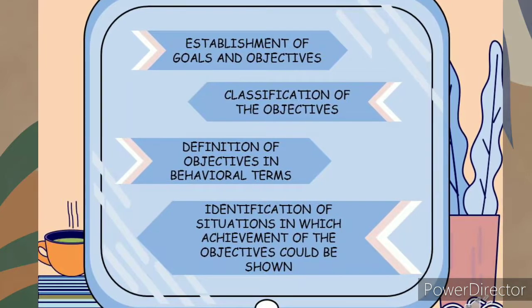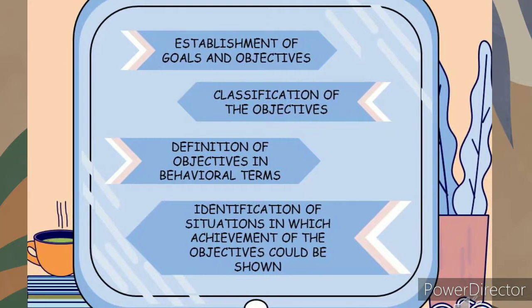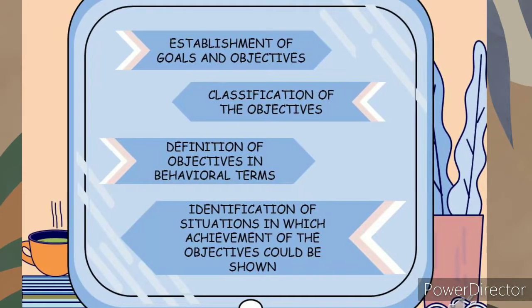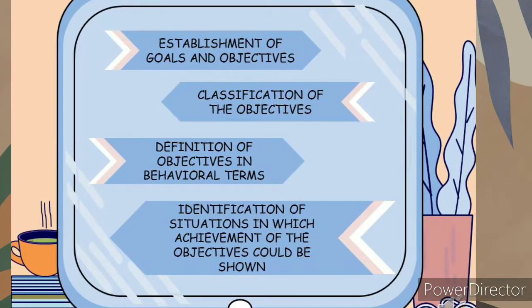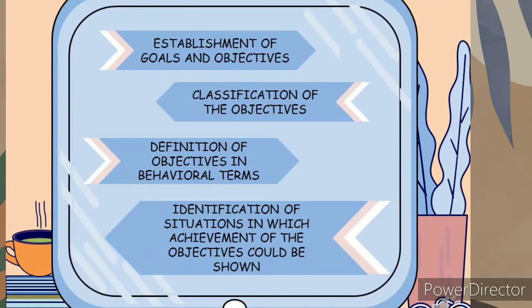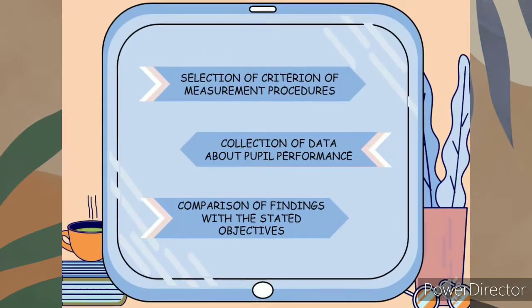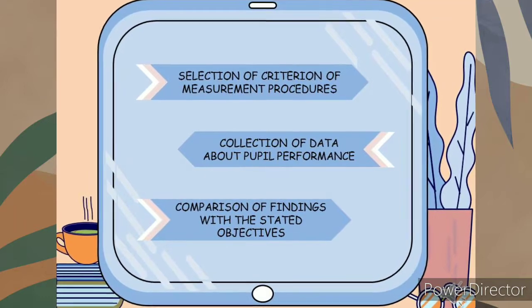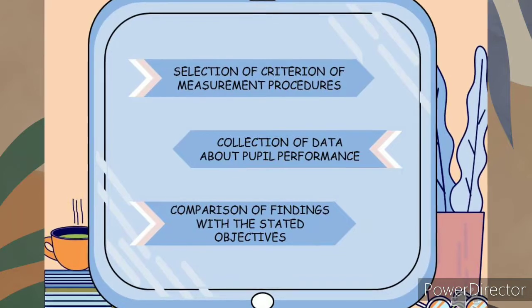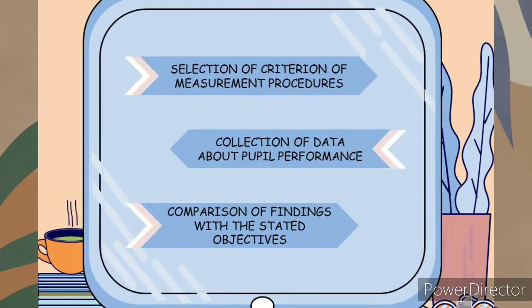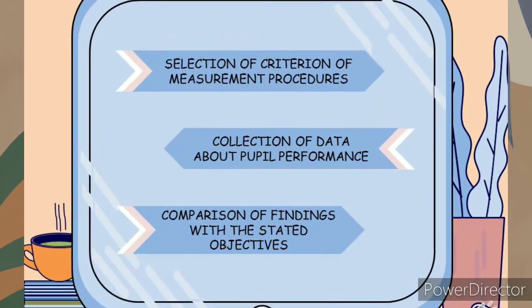The first step is establishment of goals and objectives. The second step is classification of objectives. The third step is definition of the objectives in behavioral terms. The fourth step is identification of situations in which achievement of the objectives could be shown. The fifth step of Tyler's model is selection of criterion measurement procedures. The sixth step is the collection of data about pupil performance. And the last step of Tyler's model is the comparison of findings with the stated objectives.